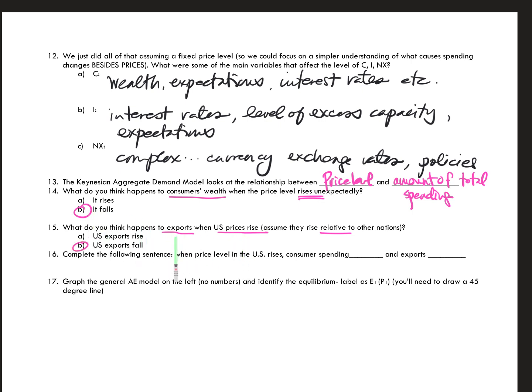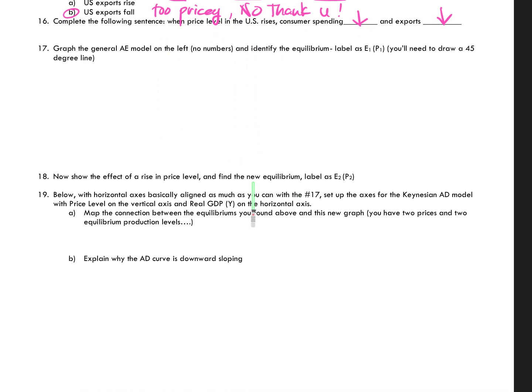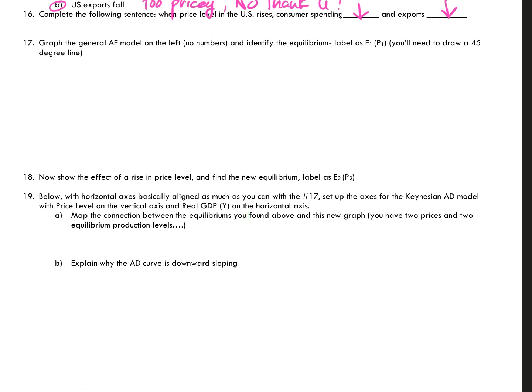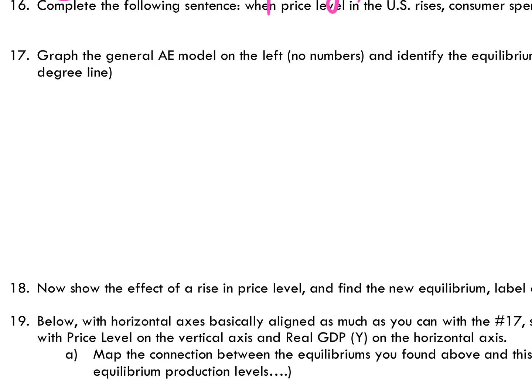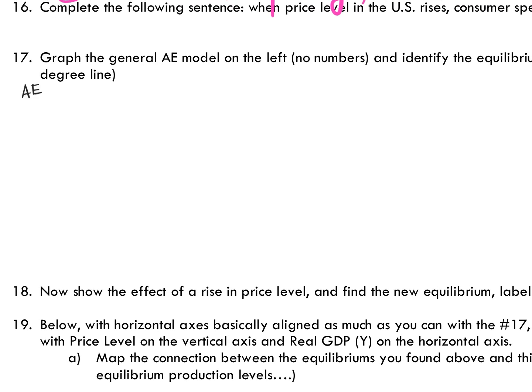Same thing with the international trade effect, or the foreign purchases effect. Foreigners purchase fewer U.S. goods when U.S. prices rise relative to other prices. So we should expect our exports to fall, and that's going to reduce our total spending, right? Because foreigners are part of our total spending. So they say, no thanks, too pricey for our taste. We'll buy it from somewhere with a lower price level.